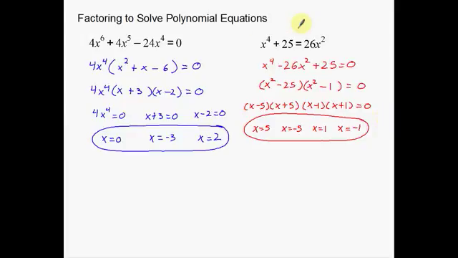Those are the 4 numbers that will work. For the first example, I only had 3 numbers that worked. For the second example, I had 4 numbers work. With polynomial equations, with these higher powers, you're going to get lots of different answers. Sometimes you'll have 2 or 3 or 4, 5 or 6 answers. There are a lot of different possibilities. So anyway, that's factoring to solve polynomial equations.